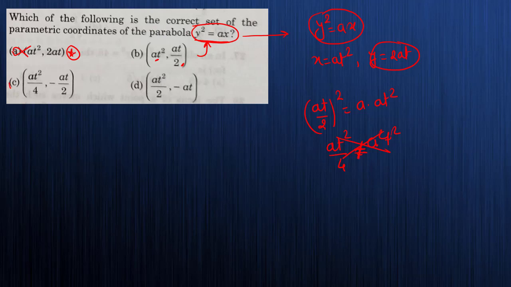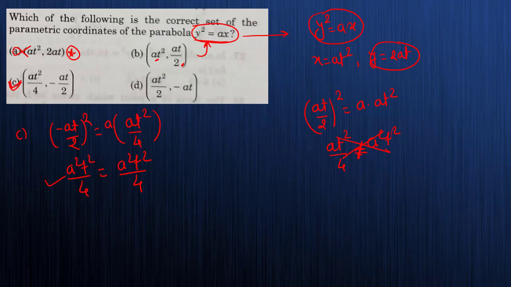So let's substitute option C. So what is coming in option C? See, this is the y we have. So it is minus at by 2 whole square equal to a t square upon 4 into a. So a into x, right. So it is a square t square upon 4 which is equal to a square t square upon 4. Very good. So what we are getting, LHS equals RHS, means what? Our option C is correct.